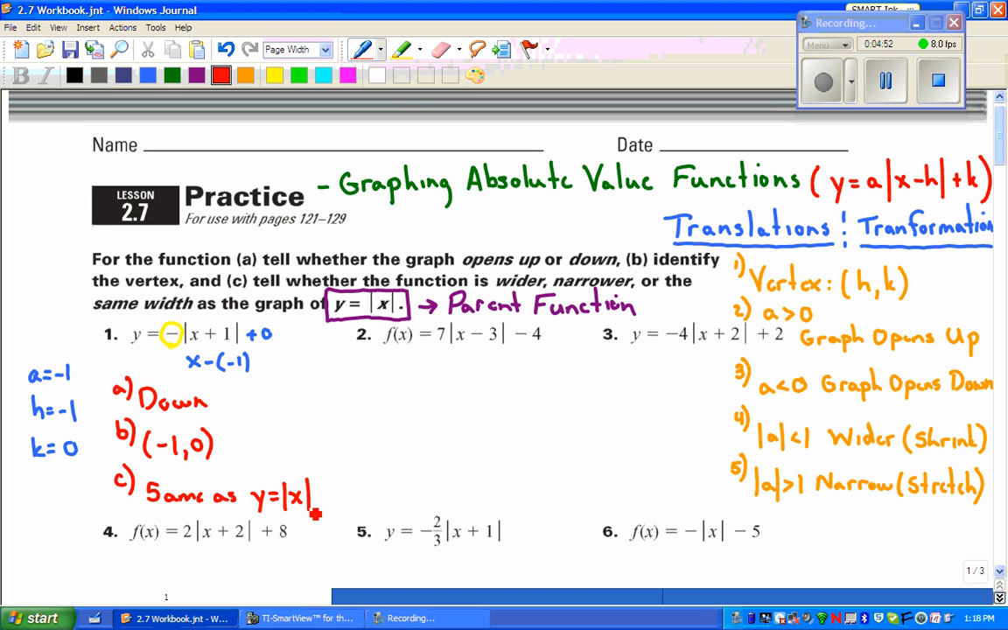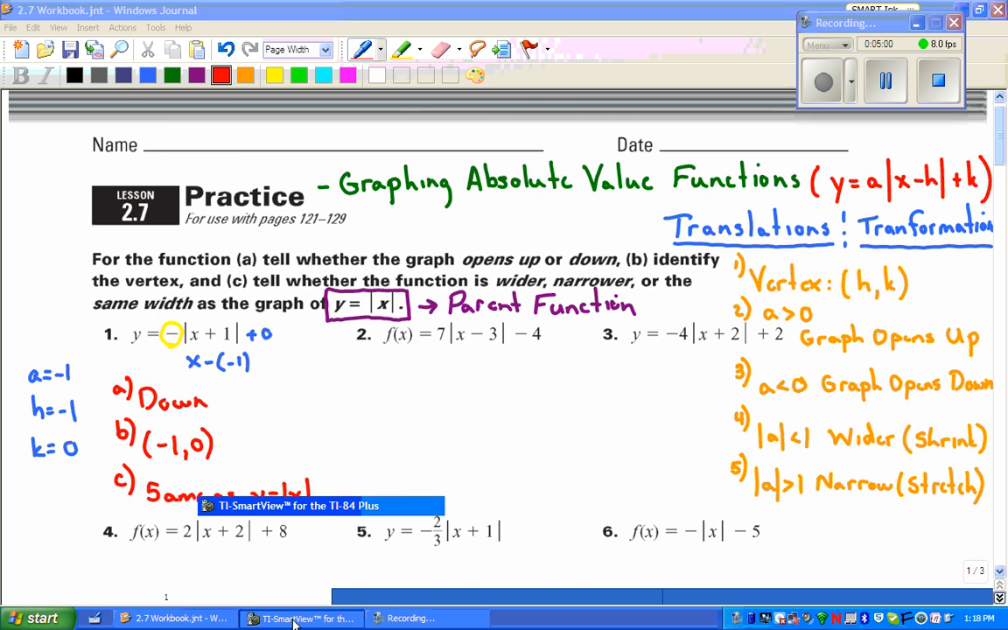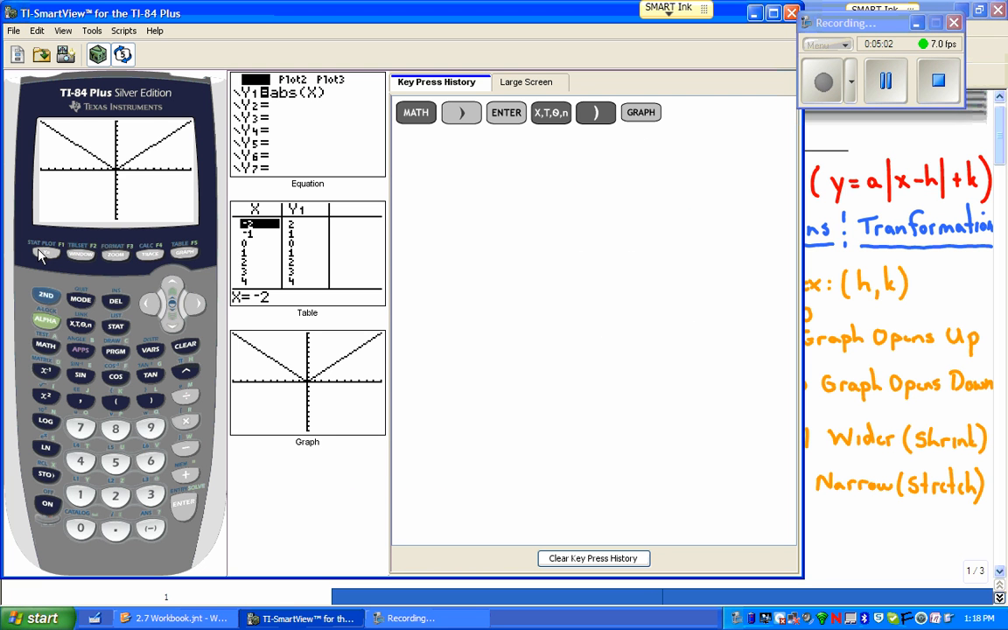Okay? So let's go ahead and take a look at this now. I'm going to go to the calculator. I'm going to graph it to see exactly what it looks like. All right, so I had negative absolute value. Okay, so I'm going to go back to y equals. I'm going to go down to y2. I'm going to graph them at the same time.